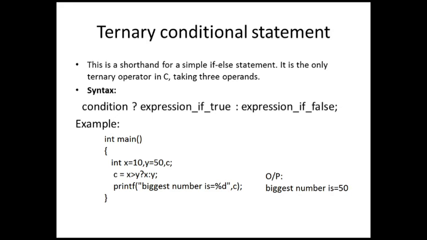In the example, we consider x and y values as 10 and 50. If x is greater than y, we print that x is the biggest number, otherwise y is the biggest number. According to our input, the y value 50 is the biggest number, so our output is that y is the biggest number. In a single line itself we check the condition, which number is the biggest, by using the ternary conditional statement.